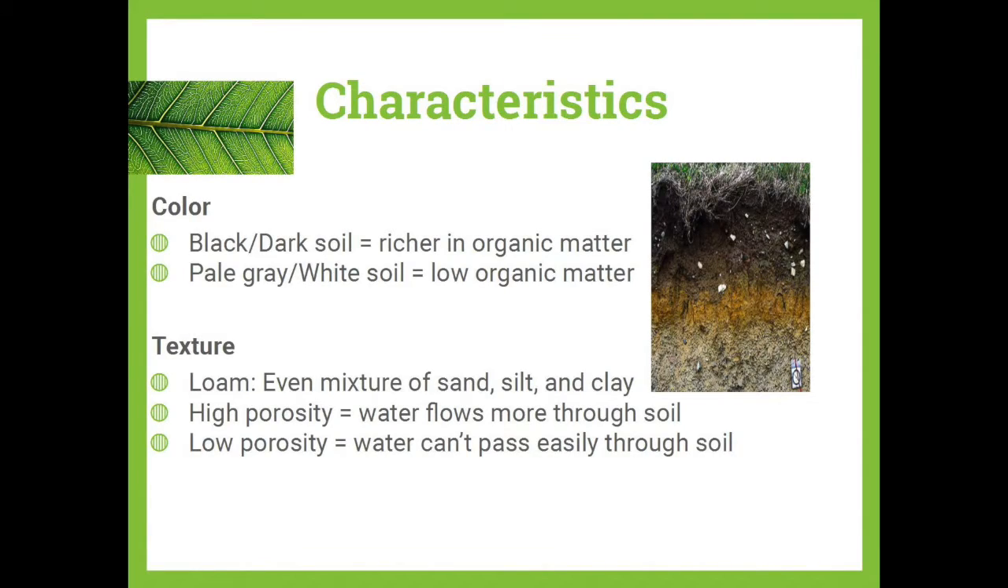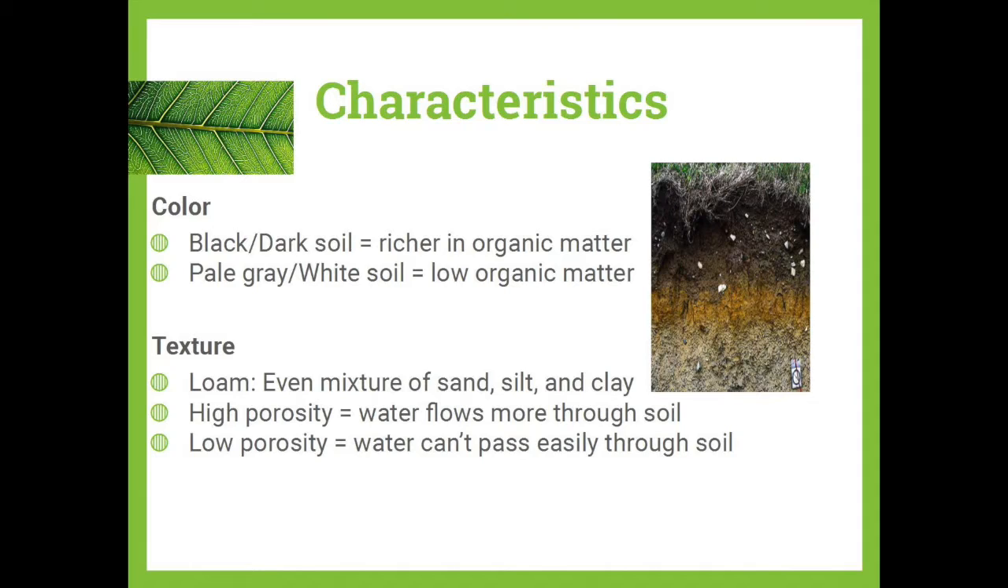So some characteristics. For color, black and dark soil basically means that the soil is richer in organic matter. So it's better for individuals to grow vegetation in very dark soil. If soil is pale or white, that means it's low in organic matter. So typically, as you go down the different horizon layers, the top layers are more dark and the bottom layers are more white and pale. For texture, loamy texture, which I said before, is an even mixture of sand, silt, and clay.